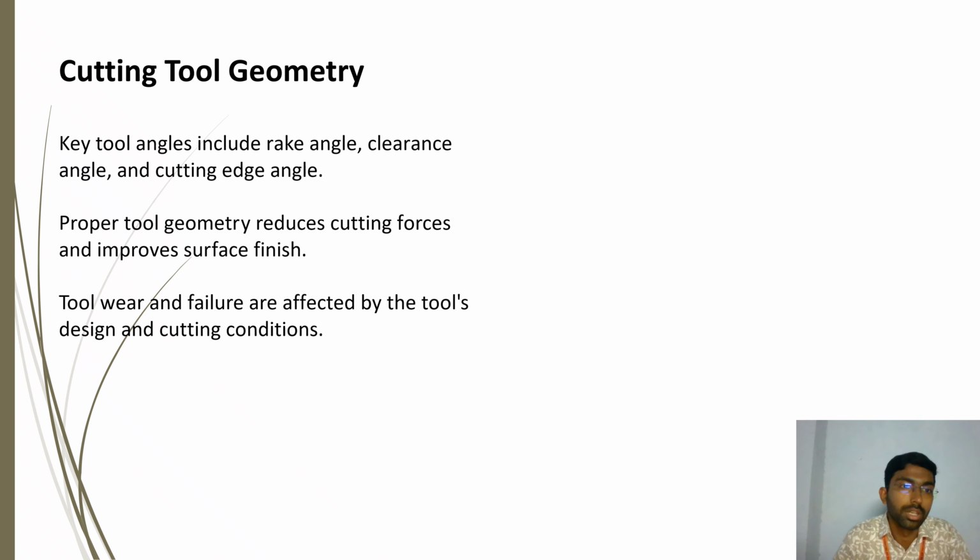Cutting tool geometry. Key tool angles include rake angle, clearance angle, and cutting edge angle. Proper tool geometry reduces cutting forces and improves surface finish. Tool wear and failure are affected by the tool's design and cutting conditions.